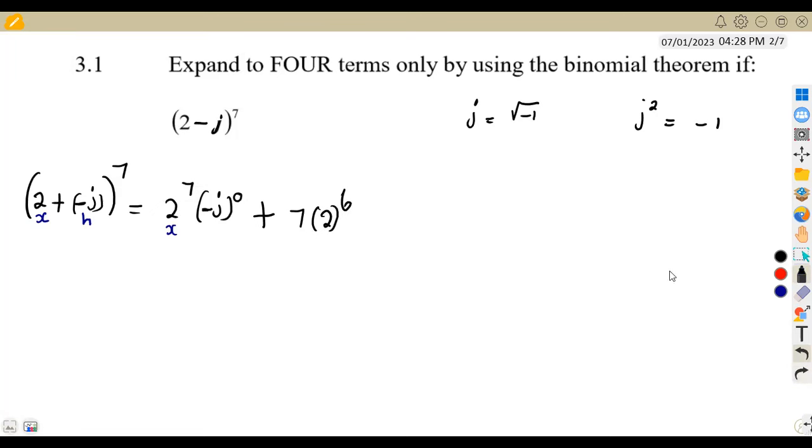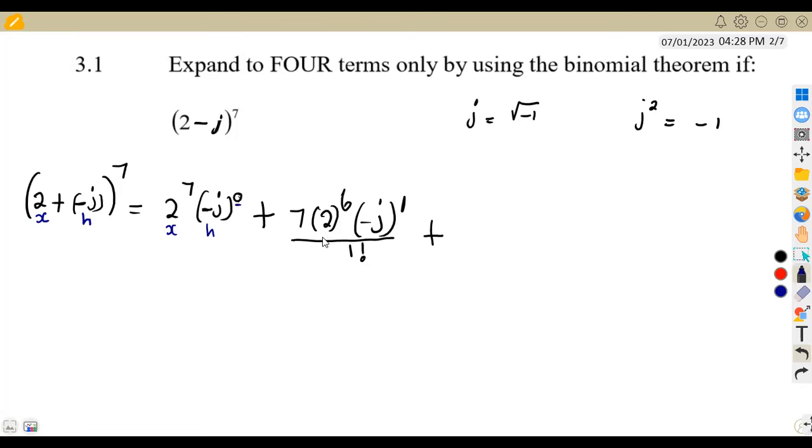Whilst h, this is our h here. Our h is increasing in terms of power. Remember, h will be increasing, x will be decreasing. So h now, which is minus j, will be minus j to the exponent of 1. From 0, we add 1. So that will be 1 over 1 factorial, the one on h. All right. Plus, we do the same thing.